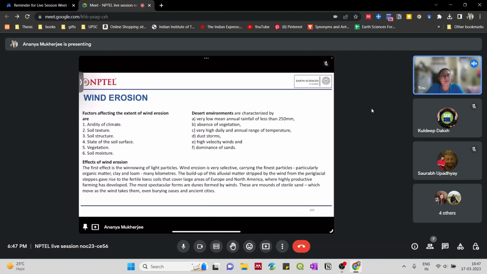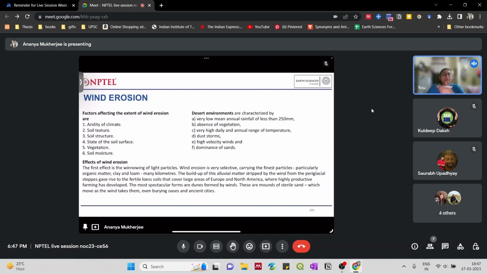Now there are some effects of wind erosion that we see. Wind erosion is not like in rivers, when we consider fluvial geomorphology, where all of the sediments are getting transferred by the river. Winds selectively mostly carry the finest particles with them.